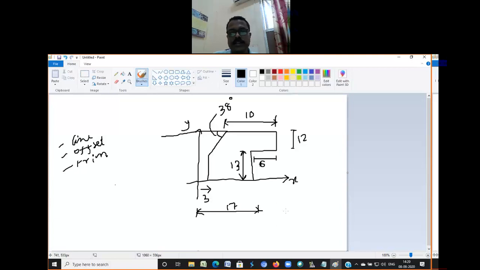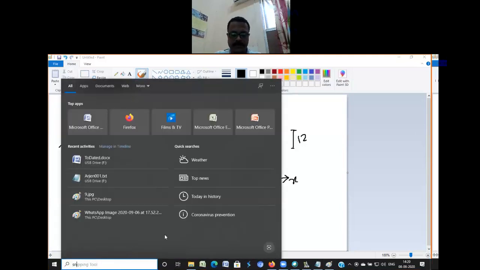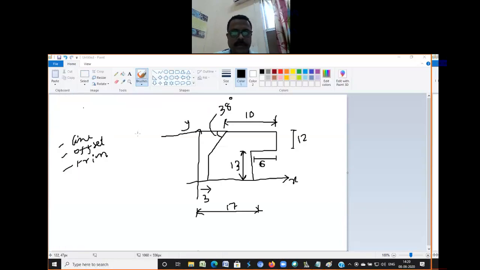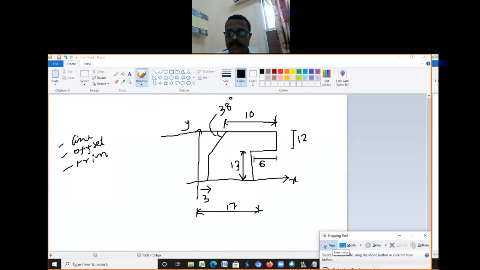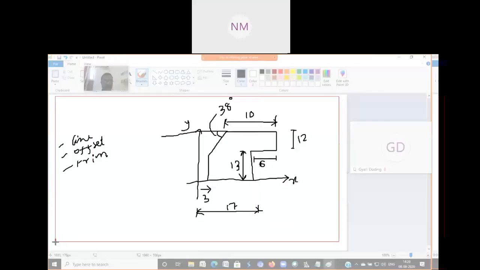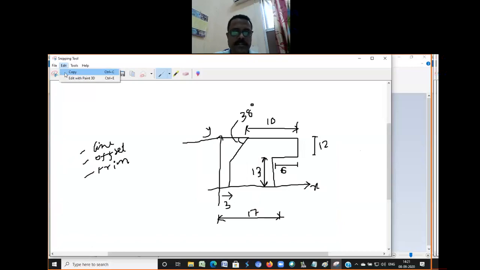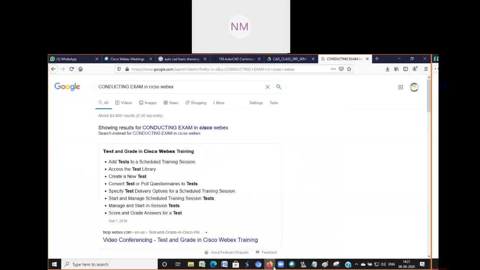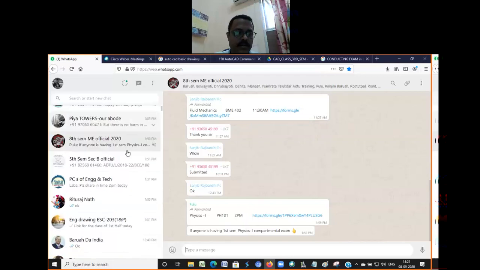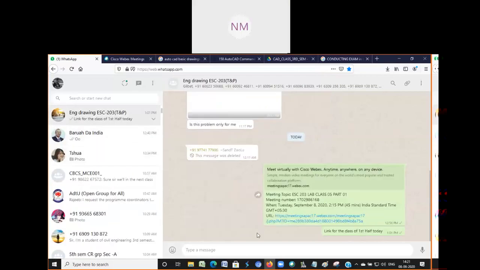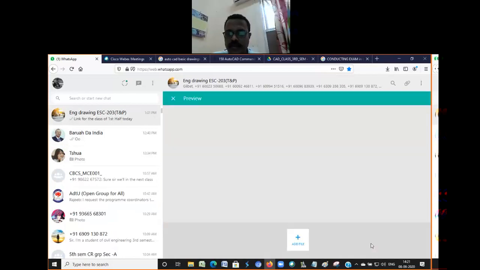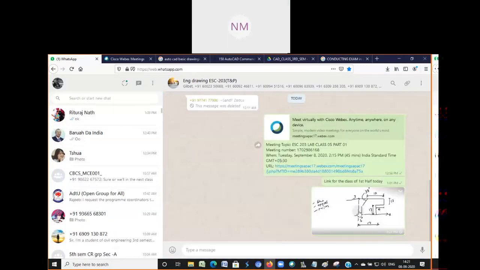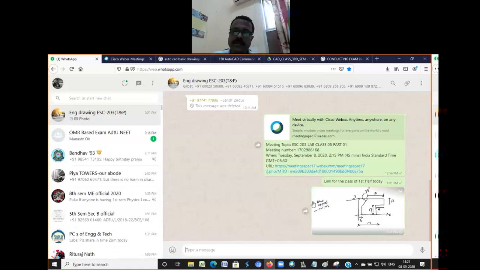Please take a screenshot of this one. If you have not, I will give you a screenshot in the WhatsApp group. Just a moment. Excuse me, sir, I cannot see anything. I'm sharing the screenshot in the WhatsApp group. Okay, so in order to draw this, let us use these three commands: line, offset, and trim. It's blank.